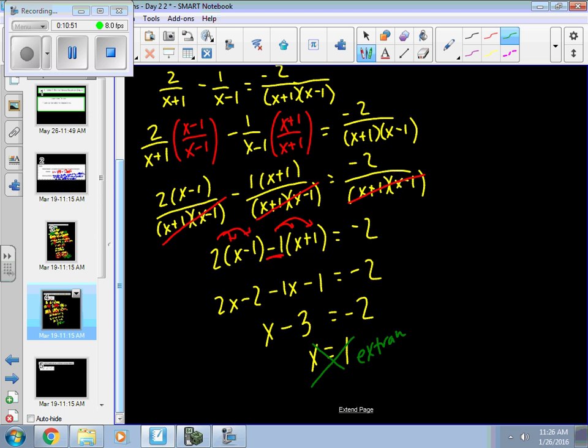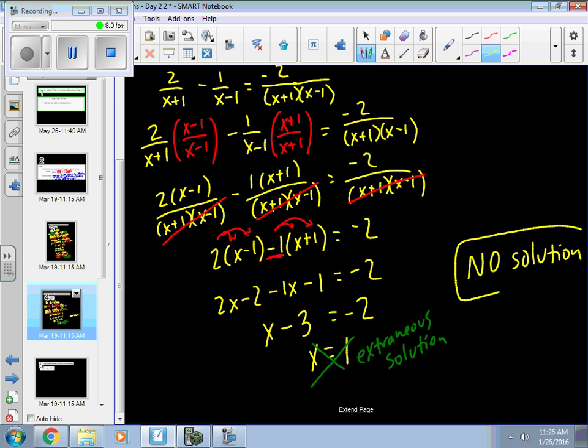That's an extraneous solution. So on the last one, we still had another option to go with as an answer, but here our only answer was extraneous. So if that happens and your only answer is an extraneous solution, that means there is no solution to this problem. There is no number we can put in for x to make these two sides equal. So this one has no answer.